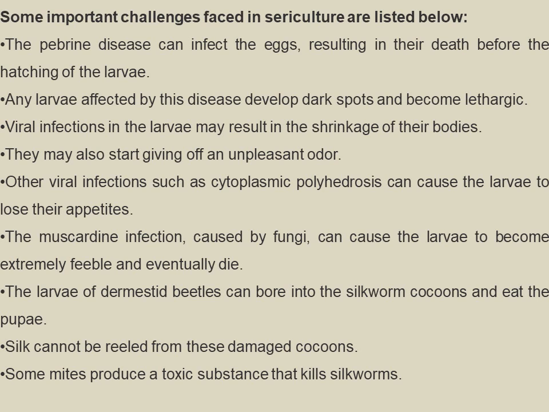Other viral infections, such as cytoplasmic polyhedrosis, can cause the larvae to lose their appetites. The muscardine infection caused by fungi can cause the larvae to become extremely feeble and eventually die. The larvae of dermestid beetles can bore into the silkworm cocoons and eat the pupae. Silk cannot be reeled from these damaged cocoons. Some mites produce a toxic substance that kills the silkworms.